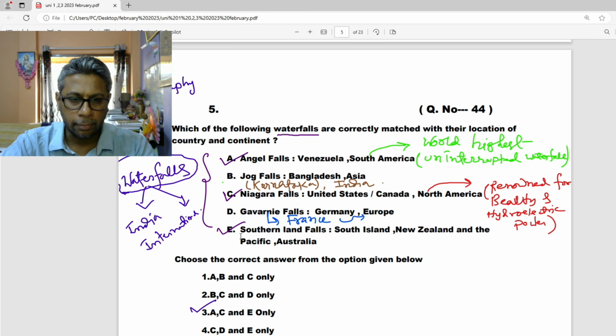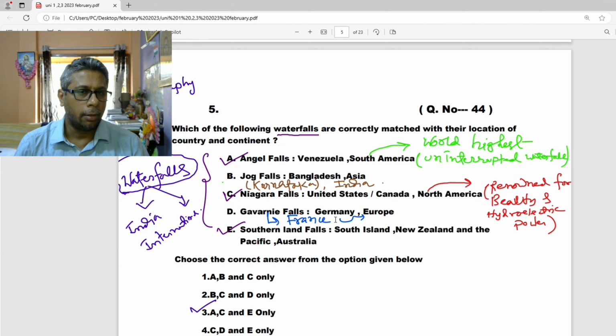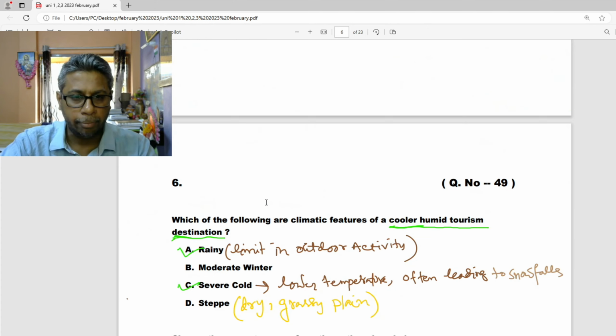Third is correct: E, Southern Landfall, the South Island, New Zealand and the Pacific, Australia. These three are correct. And Jog Falls, not Bangladesh, is in Karnataka, India, and another falls, Gavarnie Falls, is not in Germany but in France, in Europe. So, my dear students, we have to prepare our question answers in this analytical way. This is very effective. This exact question may not come, but this type of question will come. You will keep that in your mind.